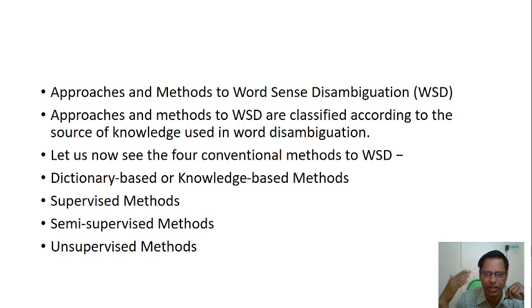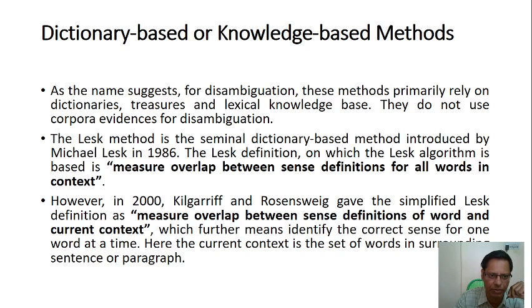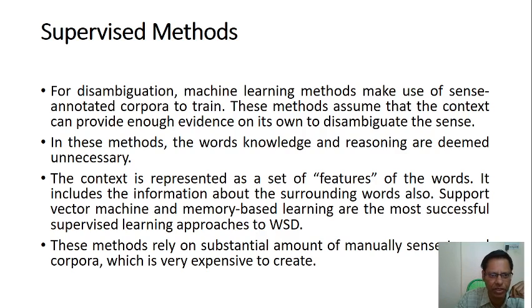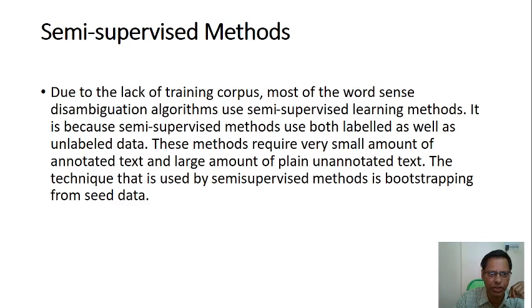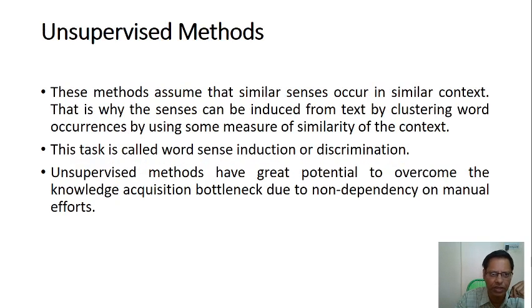And with unsupervised methods, sometimes when you are trying to find a word, you may or may not get the exact word. So here, dictionary-based or knowledge-based methods, I just told you. Supervised method, I just told you: in this method, knowledge and reasoning are deemed unnecessary. These methods rely on a substantial amount of manually sense-tagged data. Semi-supervised: due to the lack of training corpus, most word sense disambiguation algorithms use semi-supervised learning. Unsupervised: these methods assume that similar senses occur in similar contexts.